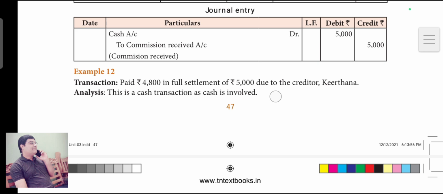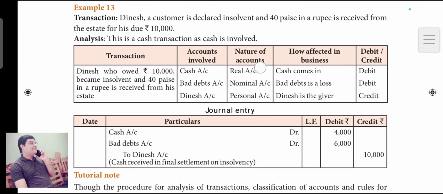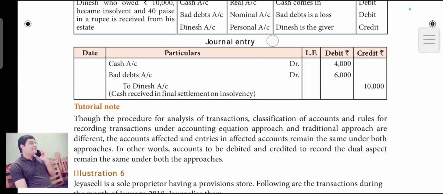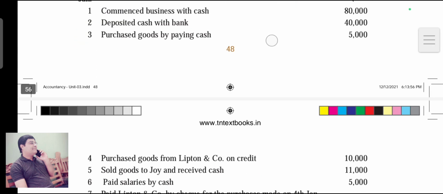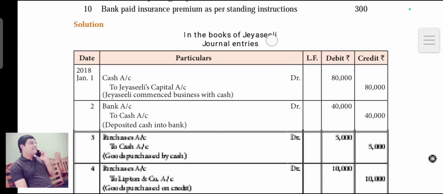And this example 12 and example 13. These two examples they will ask in compulsory questions. So do it carefully. Next, we'll move on to next one.